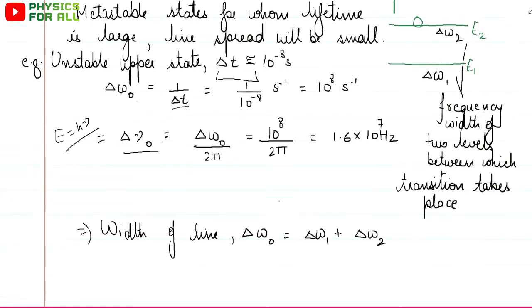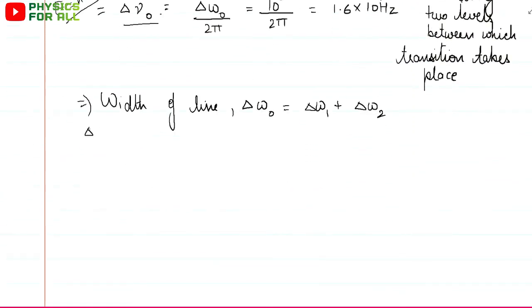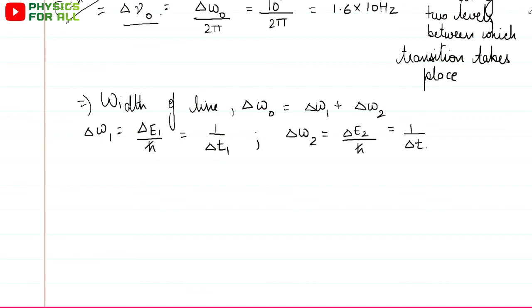Here we can further say that delta omega 1 is basically delta E1 by h cut. Just remember that energy E is associated with nu with only h, and E is associated with omega with h cut. And this is further equal to 1 upon delta T1, and delta omega 2 is equal to delta E2 by h cut, which is further equal to 1 upon delta T2.